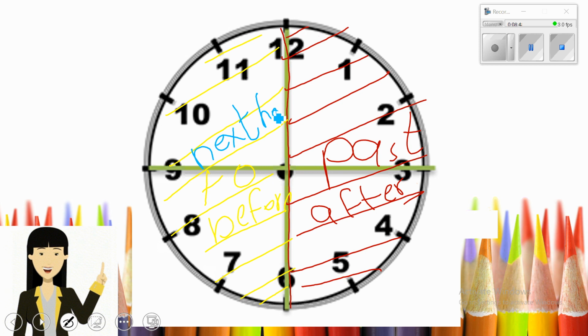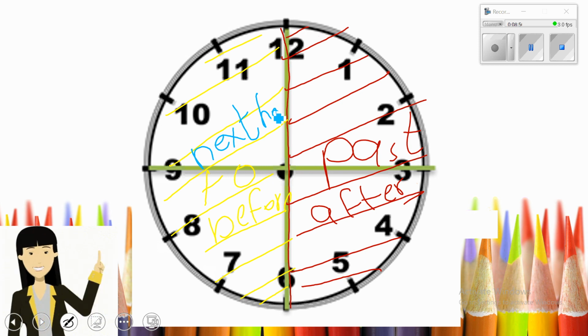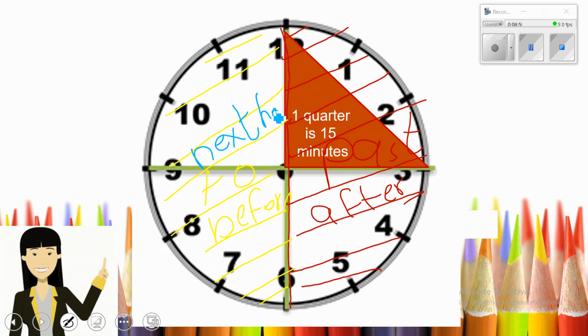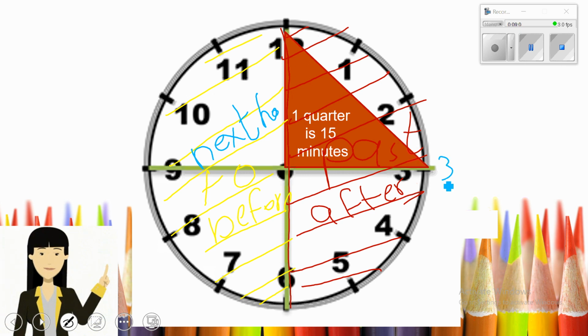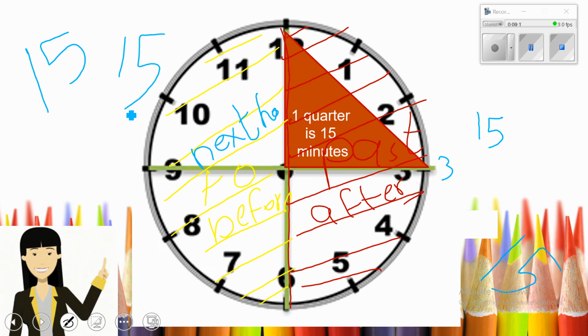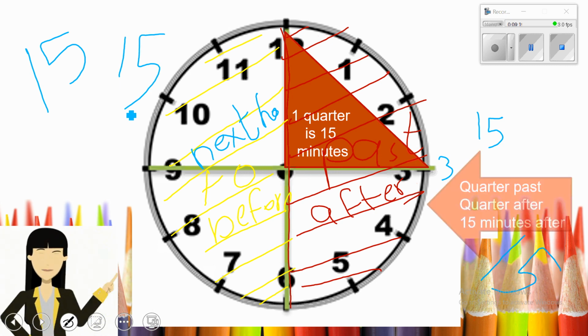Now, let's see. What is the quarter? Here is a quarter. Quarter means 15 minutes. Why? Because I have the number 3 here. 3 times 5 is 15 minutes. So remember, quarter, how many minutes? 15. Perfect.